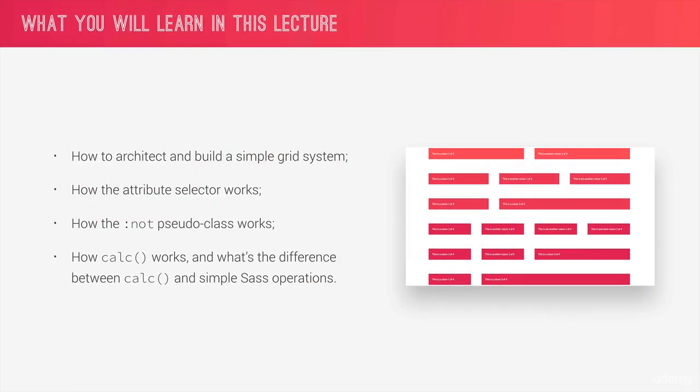And so in this lecture, you're actually going to learn a bunch of new stuff. Firstly, how we should architect and build a simple grid system. And in order to do that, you'll learn how the attribute selector works, how the powerful not pseudo class works in CSS, and how the calc function works. And also what's the difference between calc and simple SASS mathematical operations. So a lot for one lecture, so let's get our hands dirty now.